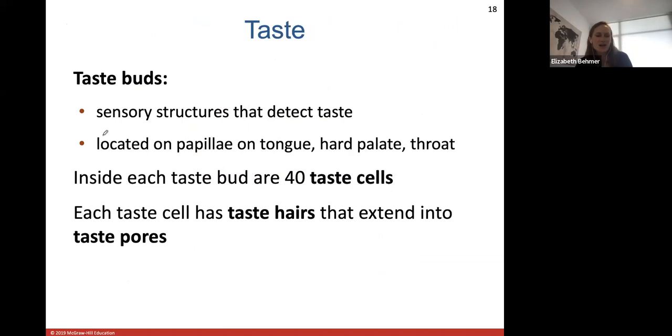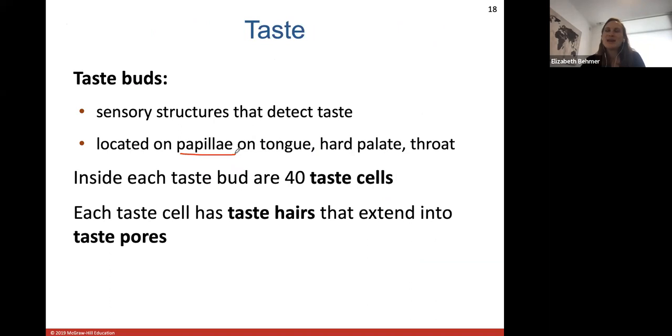Taste, also called gustation, is the sense of taste. Taste buds are the sensory structures that detect taste, and they are located on papillae on your tongue. They're also located on the hard palate, which is the roof of your mouth, as well as in your throat.